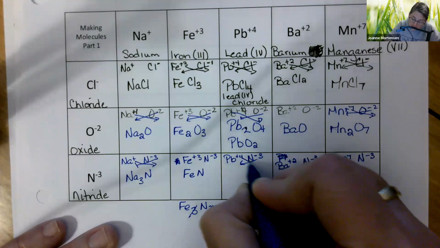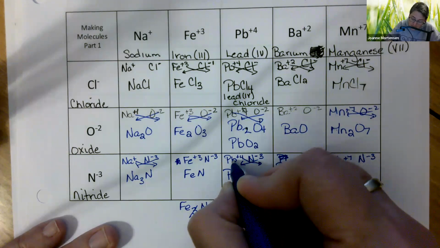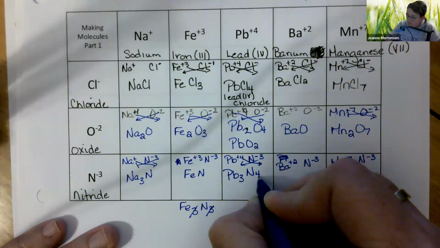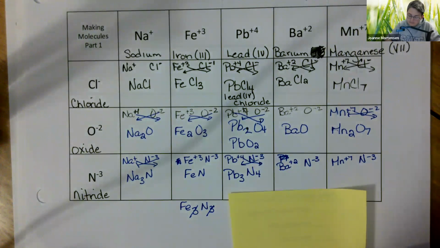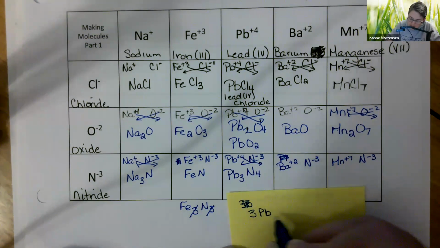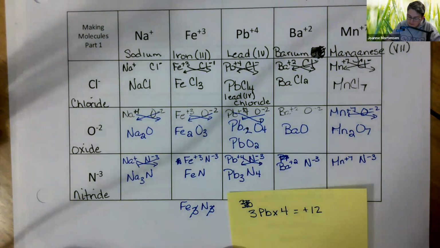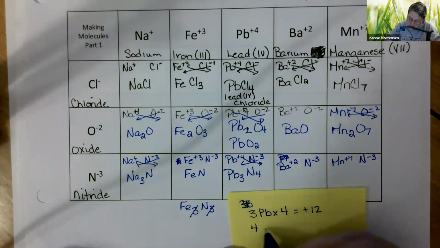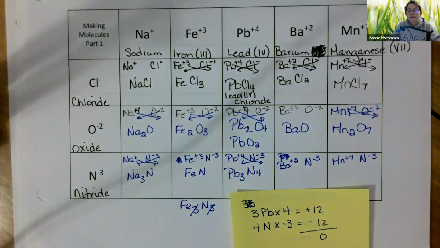Oh, this is pretty. I'm going to cross the charges. We get to use lots of numbers. Pb, and it takes 3. And the N is going to take 4. I'm going to do this one more time. So we have 3 Pb at 4+, so it's going to give me plus 12. And then I have nitrogen. I have 4 nitrogens at minus 3 each. It's going to give me minus 12. Net 0. So we're good.